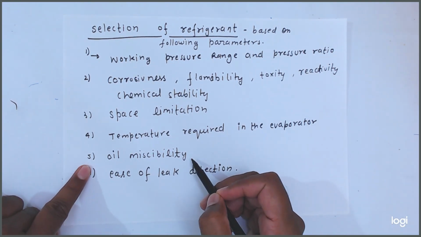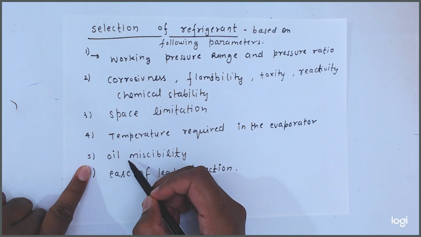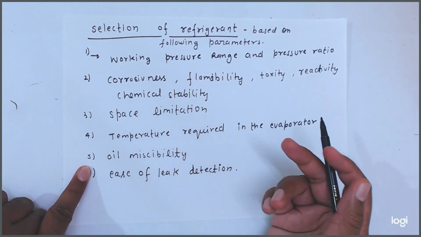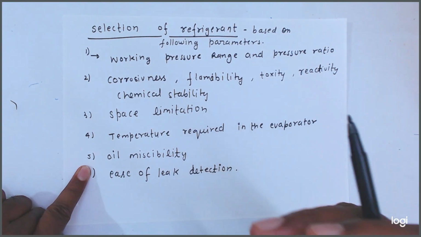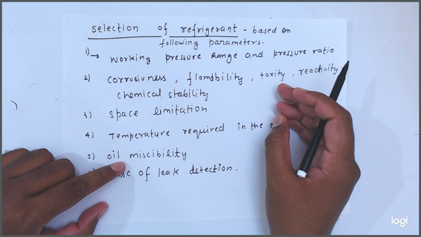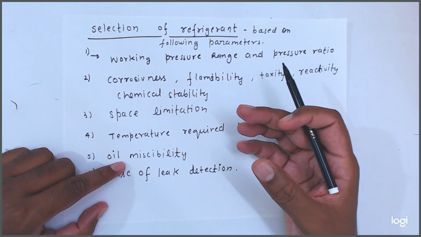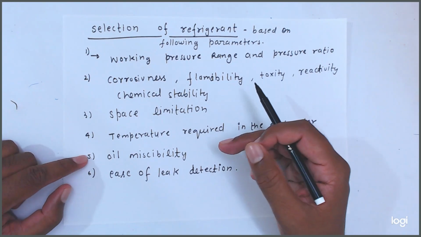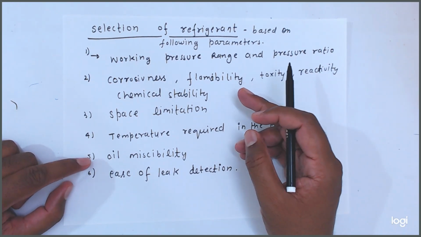Oil miscibility. Sometimes the refrigerant mixes with the oil, or the oil mixes with the refrigerant, so it will form three categories. It will be fully miscible with the refrigerant, or partially miscible, or immiscible. So depending on that, we have to check the refrigerant properties.